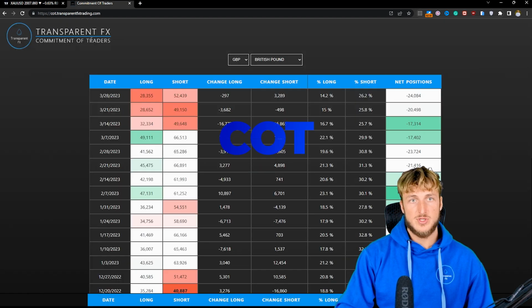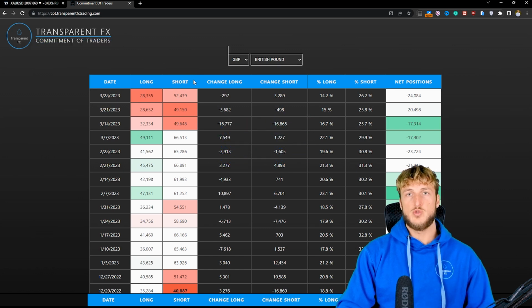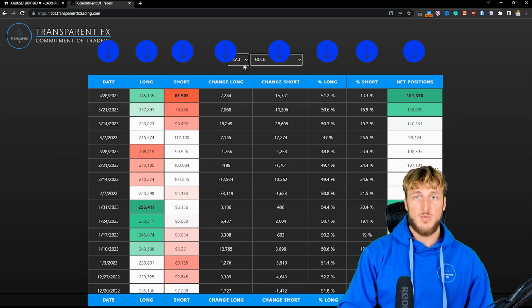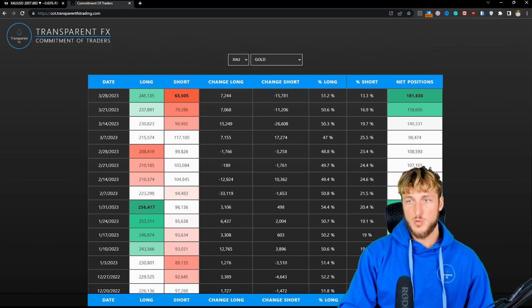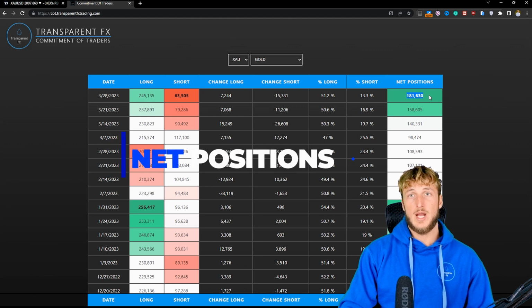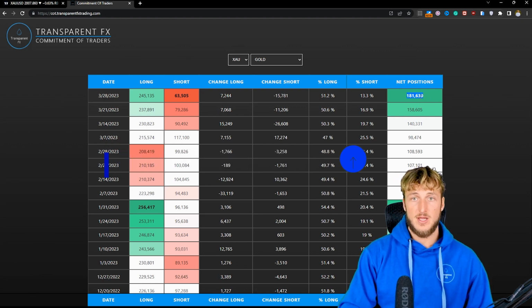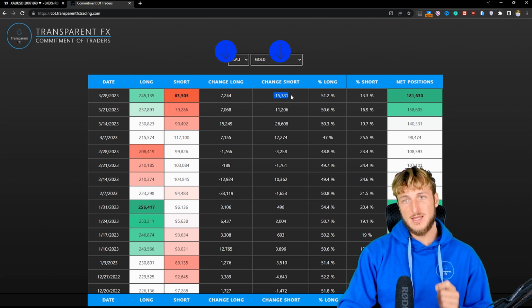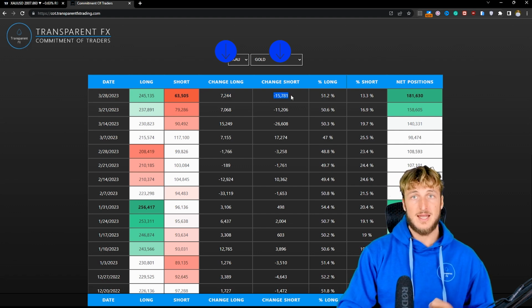Now, if we go and see what we have when it comes to the commitment of traders, so the COT data, which is what the non-commercials, so the biggest speculators in the market are doing, and we check the data precisely for gold, what we can see is that with the last reports, we went from having 105k net positions all the way up to having 181k net positions. So we had a huge increase of the net positioning, with another 7,200 longs added with the last report from an institutional perspective, and 15,000 shorts getting closed.